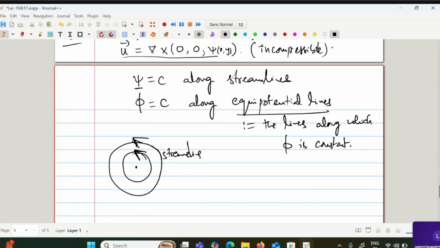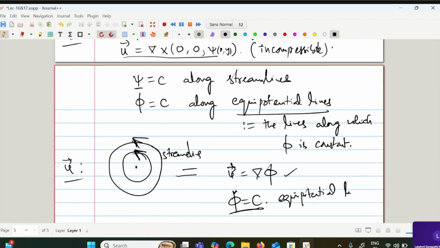For that same flow, you try to get your phi. So here u bar is your flow. So u bar equals grad of some phi for the same flow. This is equal to this one. So find this one. Now, once you find this phi equal to constant, if you put it, those are all equipotential lines. So for vortex flow, equipotential lines will be like this.